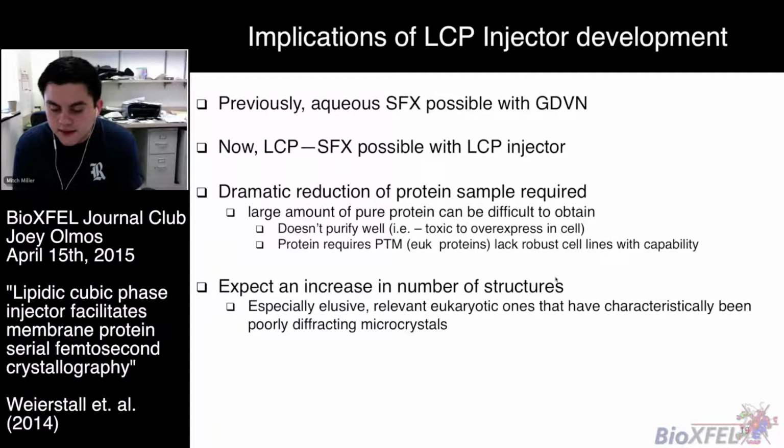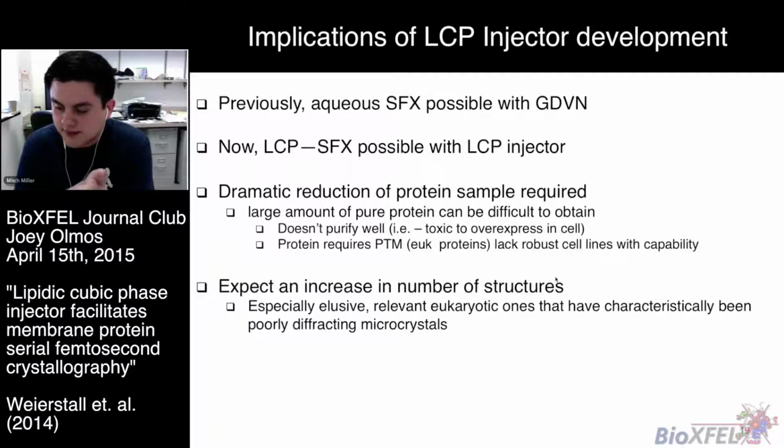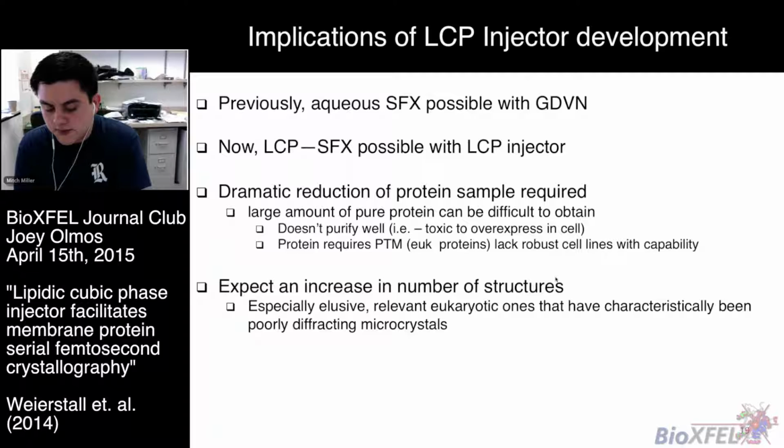Sometimes it doesn't purify well, or it doesn't express well, just because the protein you're expressing might be toxic to the cell line you're using. So sometimes E. coli doesn't tolerate certain protein overexpression. Or maybe your protein might require certain post-translational modifications if it's a eukaryotic protein. And so you lack the ability of a robust cell line that can make a lot of this protein. And so as a result, you can expect an increase in the number of structures that are determined using LCP and SFX, especially some that were difficult to optimize for larger crystals and use at a synchrotron light source.